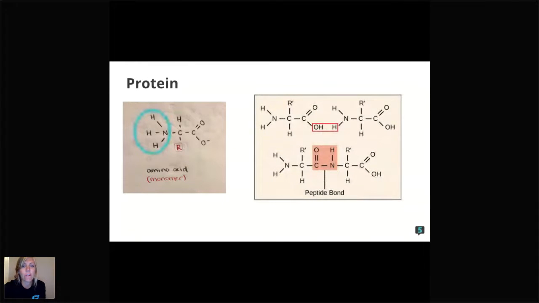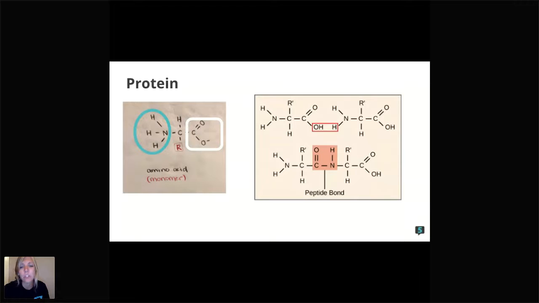So there's our amino group. Here's our carboxyl group. And so if you think about having directionality with a protein, one side of your amino acid is going to be more positive and the other will be negative. Good. So here's our carboxyl group.